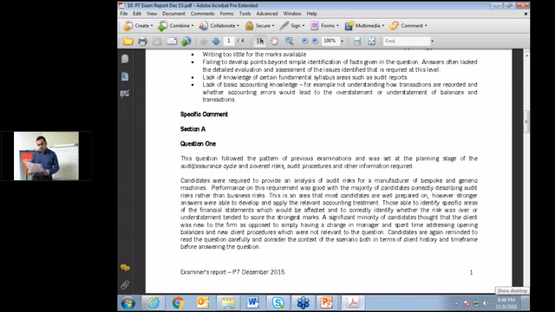This is the December 2015 examiner's report. This question followed the pattern of previous examinations, and was set at the planning stage of the audit and assurance cycle, and it covered risks, audit procedures, and other information required. Candidates were required to provide an analysis of audit risk for a manufacturer of bespoke and generic machines. Performance on this requirement was good, with the majority of candidates correctly describing audit risks rather than distances.